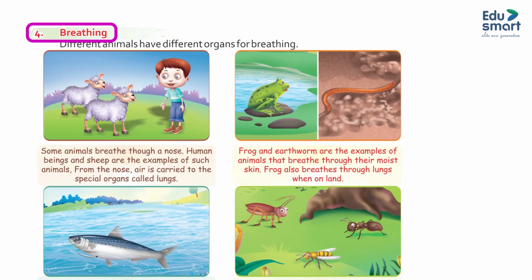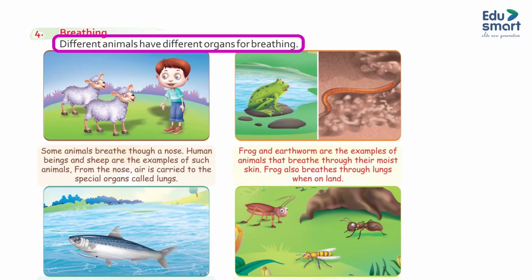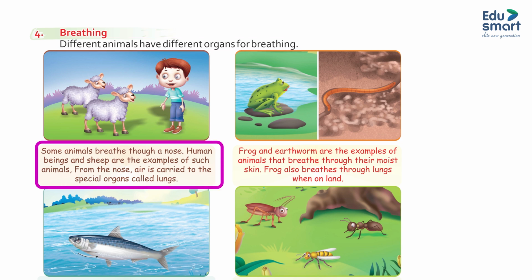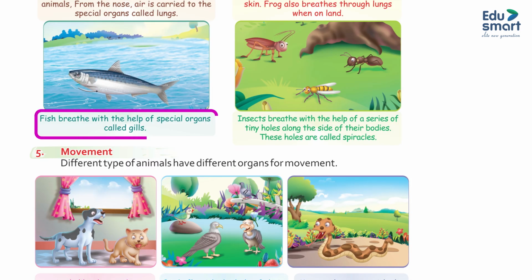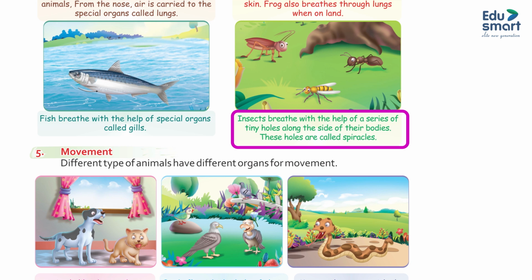4. Breathing. Different animals have different organs for breathing. Some animals breathe through a nose. Human beings and sheep are examples of such animals. From the nose, air is carried to the special organ called lungs. Frogs and earthworms are examples of animals that breathe through their moist skin. Frogs also breathe through lungs when on land. Fish breathe with the help of a special organ called gills. Insects breathe with the help of a series of tiny holes along the sides of their bodies. These holes are called spiracles.